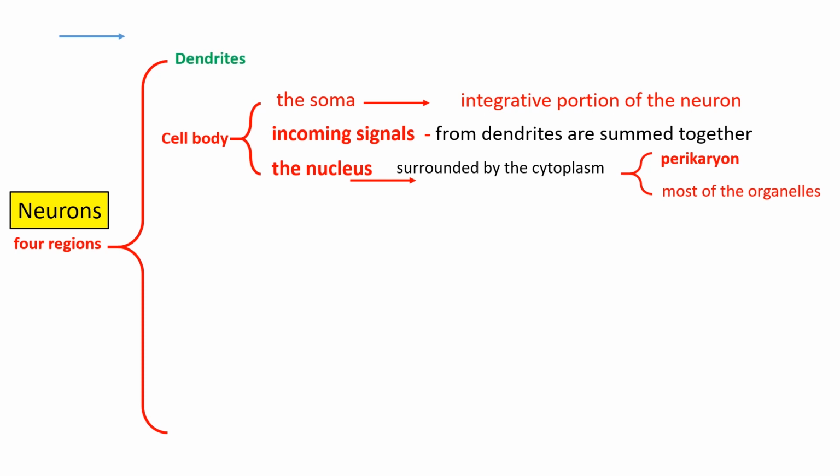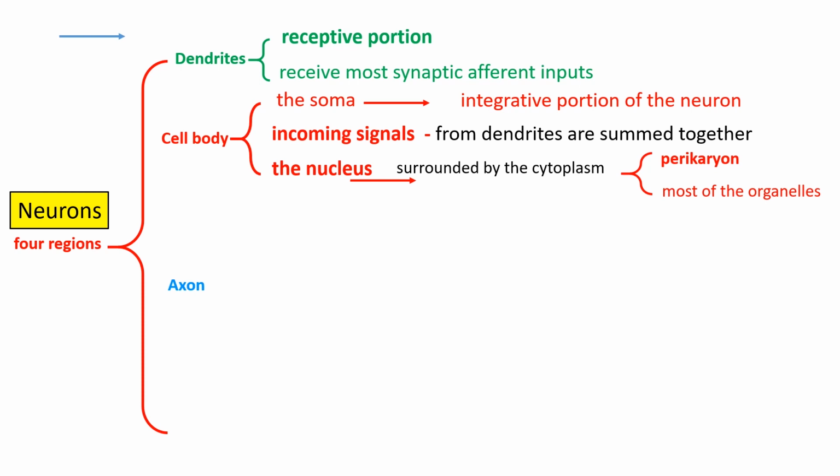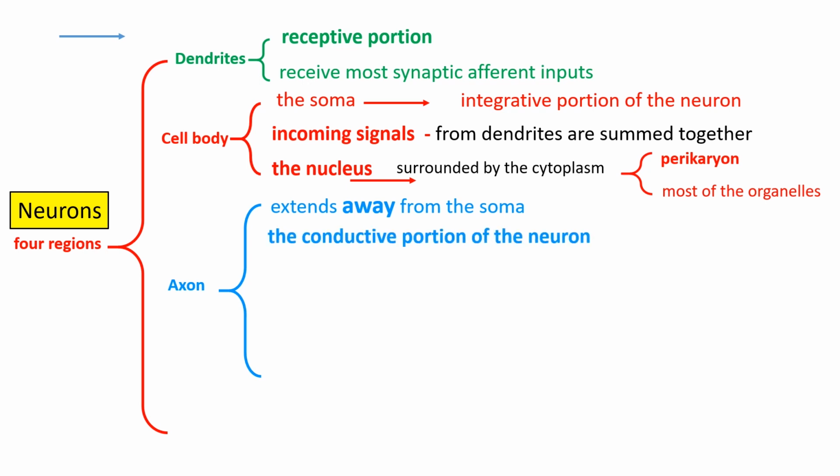On one pole of the cell body we have dendrites. They are the receptive portion. They collect information and send it to the cell body, and it is the only way the body is going to get information. On the other pole we have axons. The axon leaves the body and goes to another neuron or other target. It is the conductive portion of the neuron, the messenger that sends the information from the body to other structures.